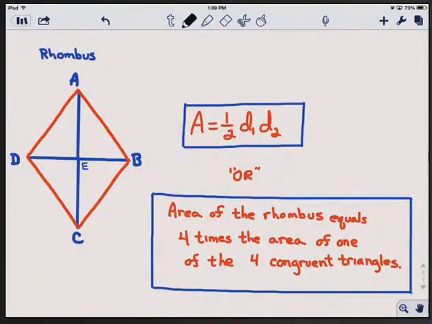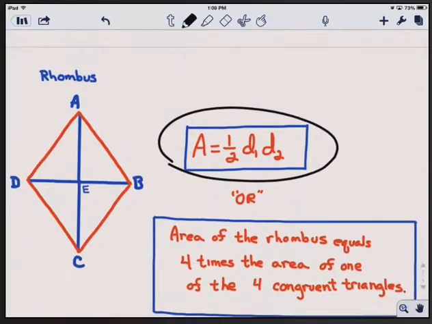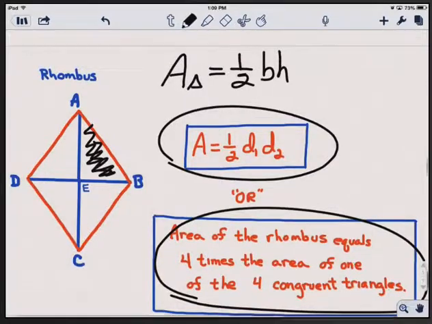Next problem deals with a rhombus. Now the book introduces yet another formula, 1/2 the product of the two diagonals. The problem I find with this formula is not many people remember it, even a few months later, but most people remember that a triangle is 1/2 the base times the height. So if we look at the rhombus as being 4 congruent right triangles, I've just shaded in one of those, triangle ABE. If we can find the area of that triangle, we simply multiply it by 4, as stated down here.